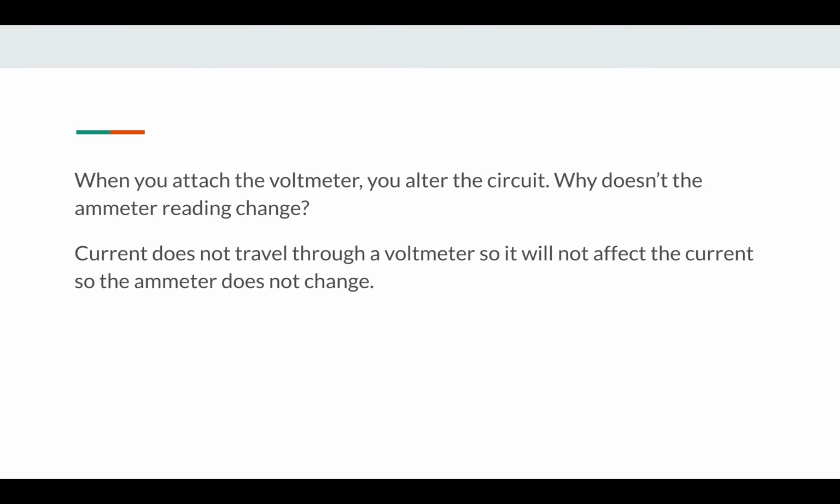So just a quick question, when you attach the voltmeter, you alter the circuit. Why doesn't the ammeter reading change? This is because current does not travel through a voltmeter, so it will not affect the current. So the ammeter does not change.